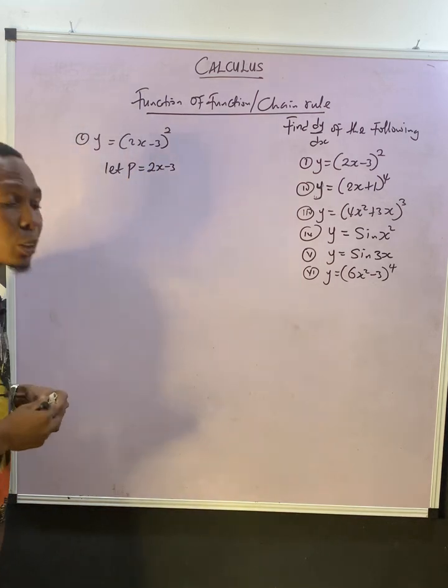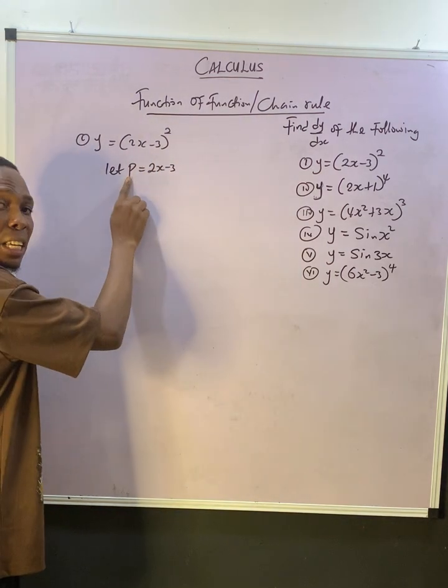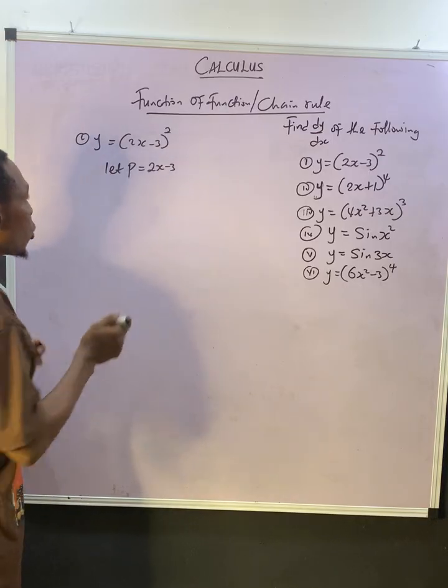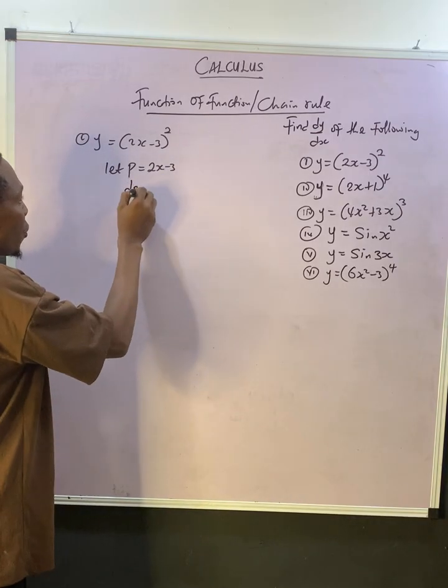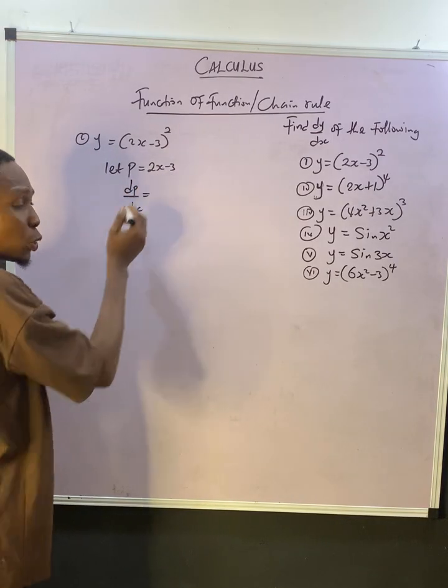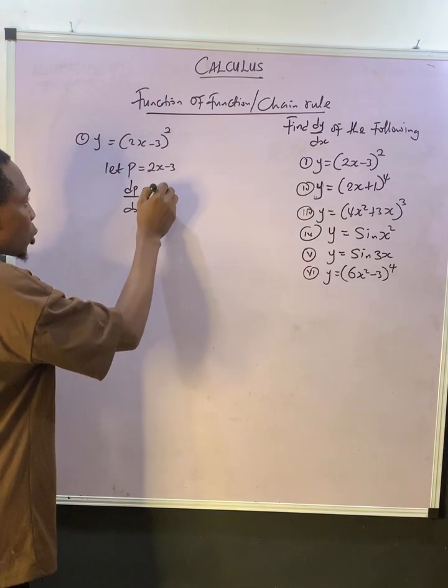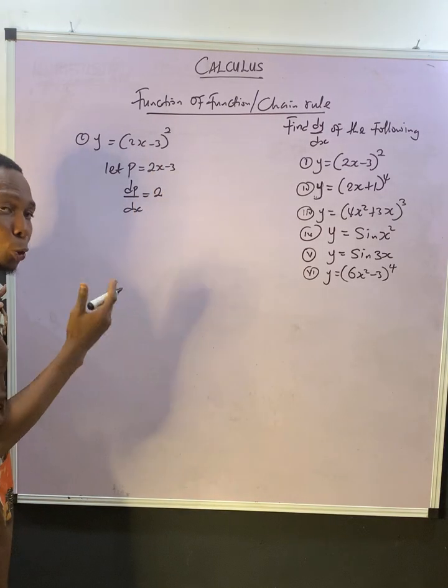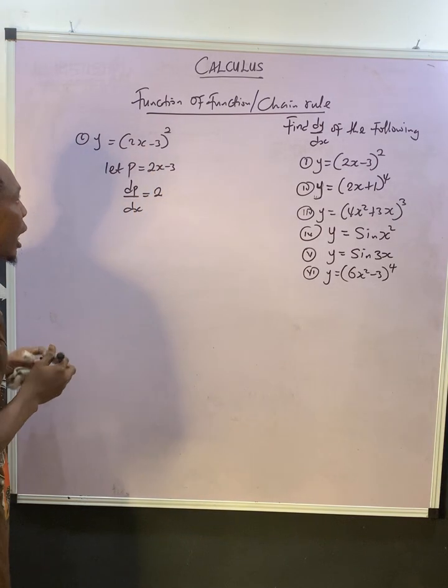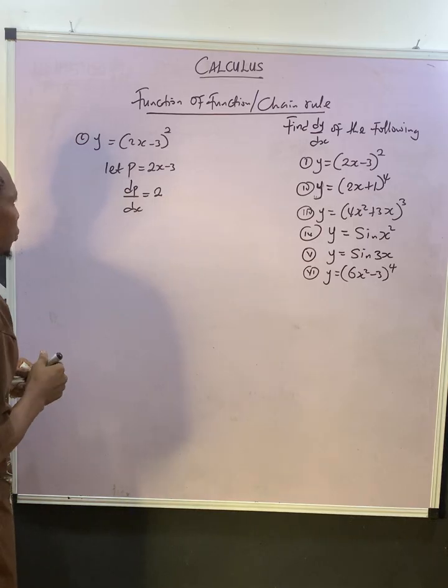Now you differentiate p with respect to x, so we have dp over dx. If I differentiate 2x, it's 2. If I differentiate 3, you should know that that's 0.